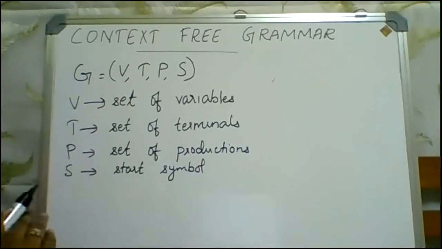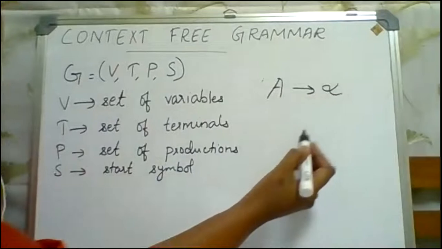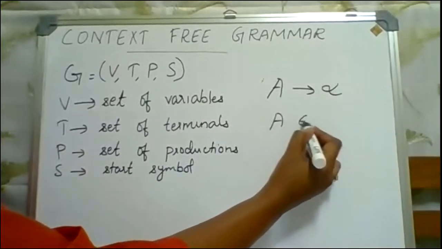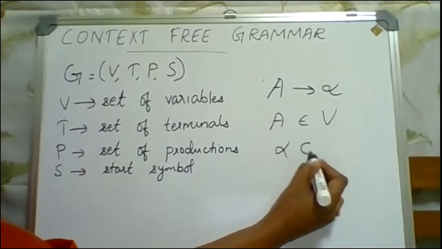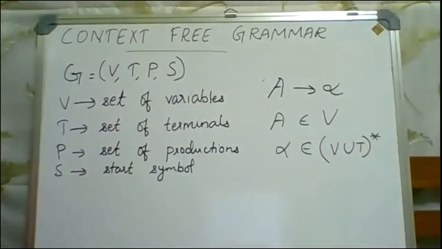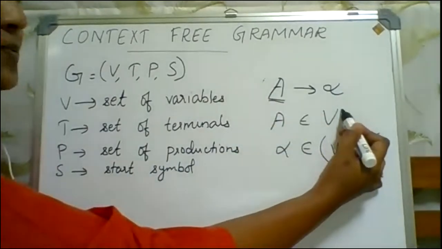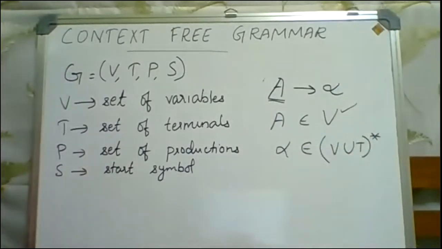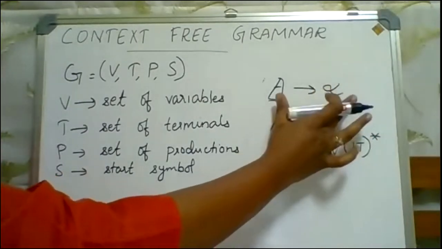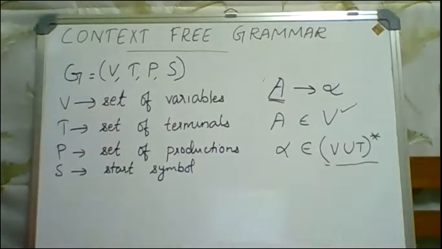All the productions of the CFG should be of the form A derives alpha, where A belongs to V and alpha belongs to (V union T) star. It means that there should be only one symbol on the LHS of the production, and that symbol should be a variable. In the right hand side of the production, you can have any combination of variables and terminals, including epsilon.